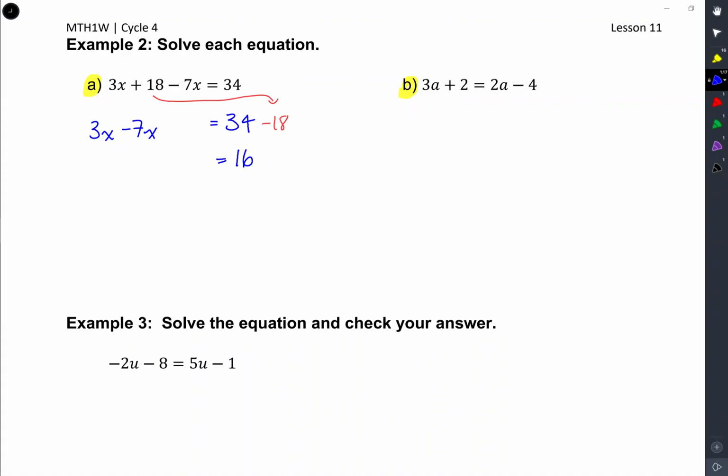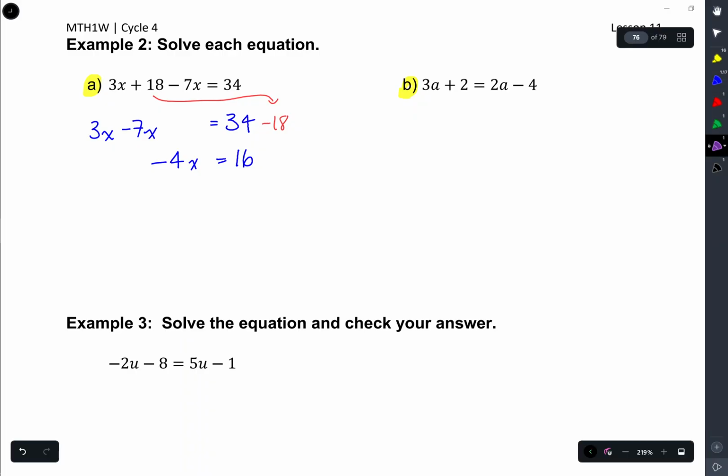On the left, we have 3x minus 7x. Those are like terms. They have the same letter with the same exponents. So 3 minus 7 is negative 4. But it's not just 3 minus 7. It's 3x minus 7x. So that turns into negative 4x. Now, whatever is with the x, we're going to divide that off of both sides.